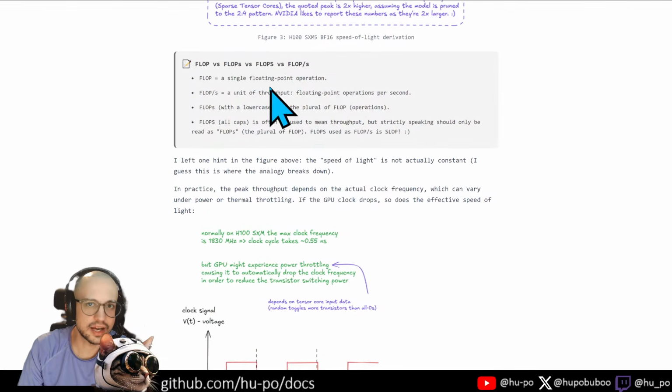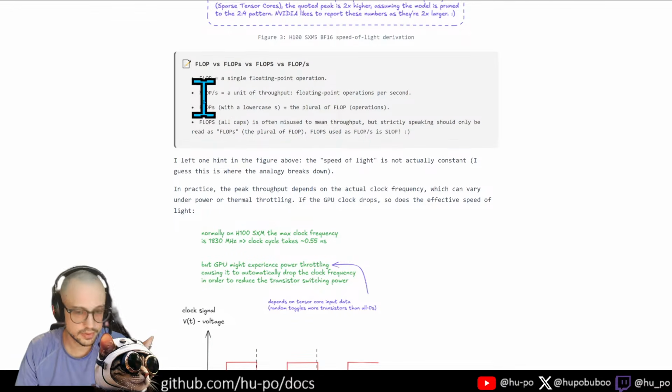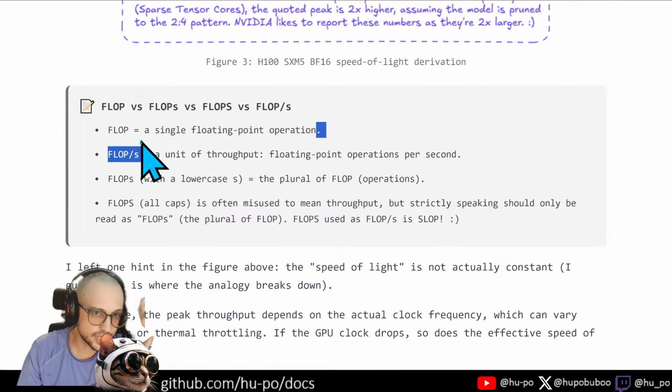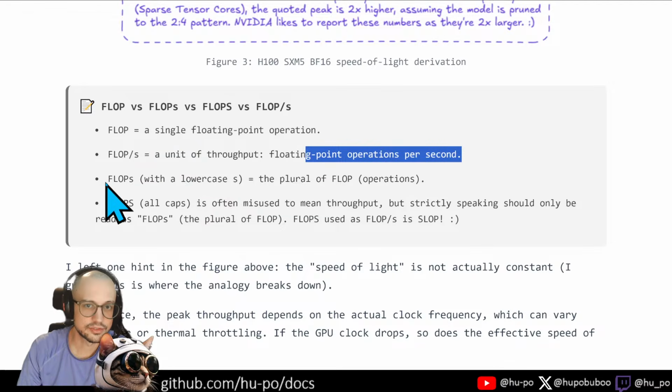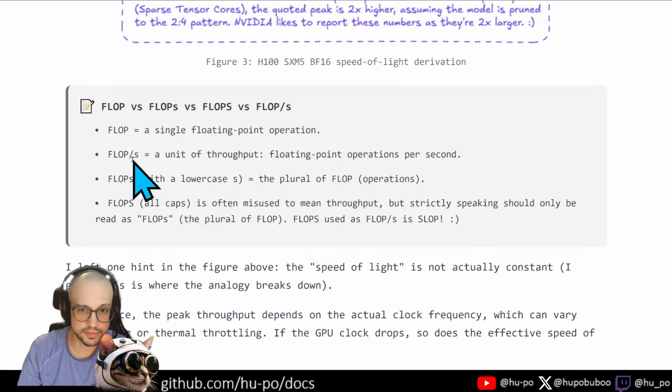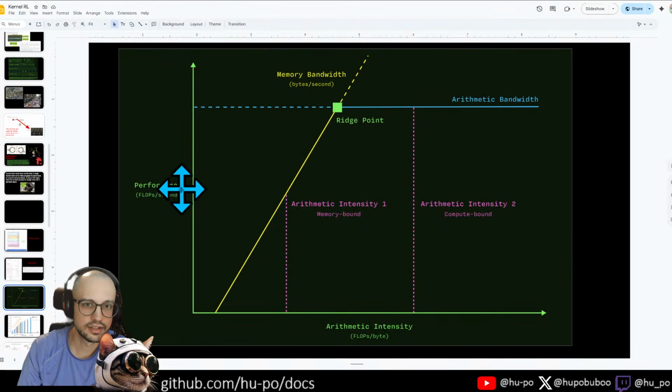Flop versus flops versus flops versus flops. So flop is a single floating point operation. Flops with the per second is floating point operations per second. Flops with a lowercase s but without this slash is the plural of flop. So is this correct? Flops per second? Kind of, yeah. I guess that's correct.